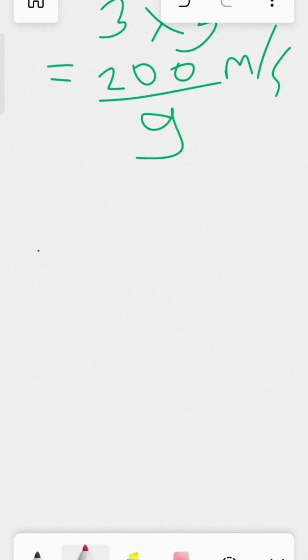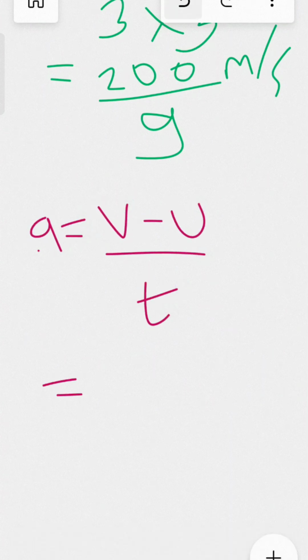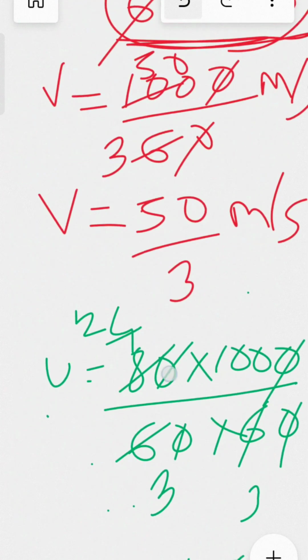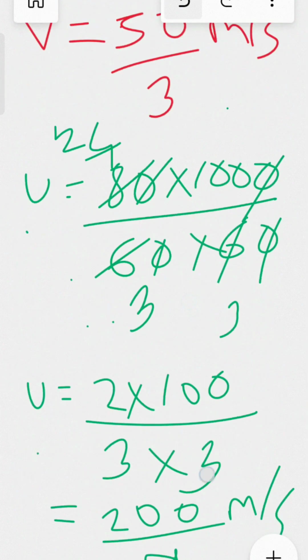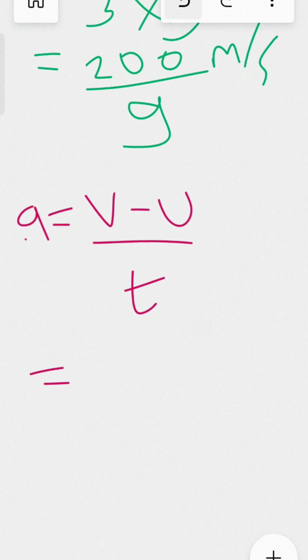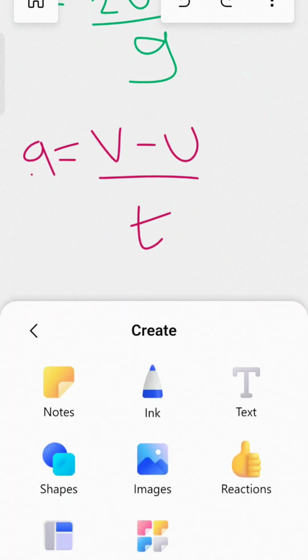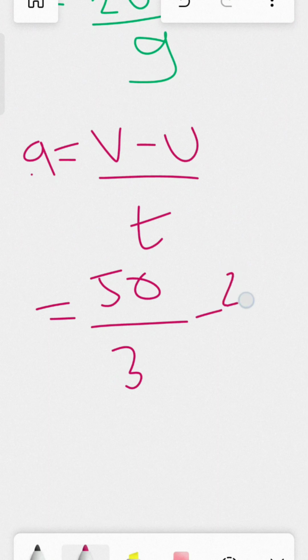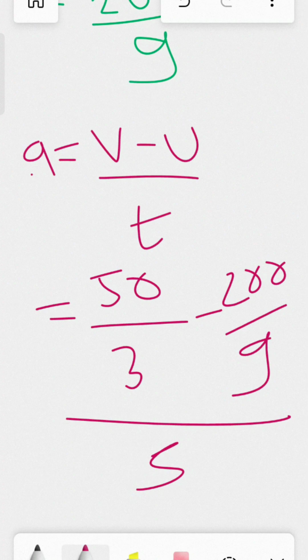Now let us come back to our acceleration formula. So a is equal to v minus u by t. Your v was 50 by 3 and u was 200 by 9. So let me put it here. v was 50 by 3 and u was 200 by 9, divided by the time, which was 5 seconds.